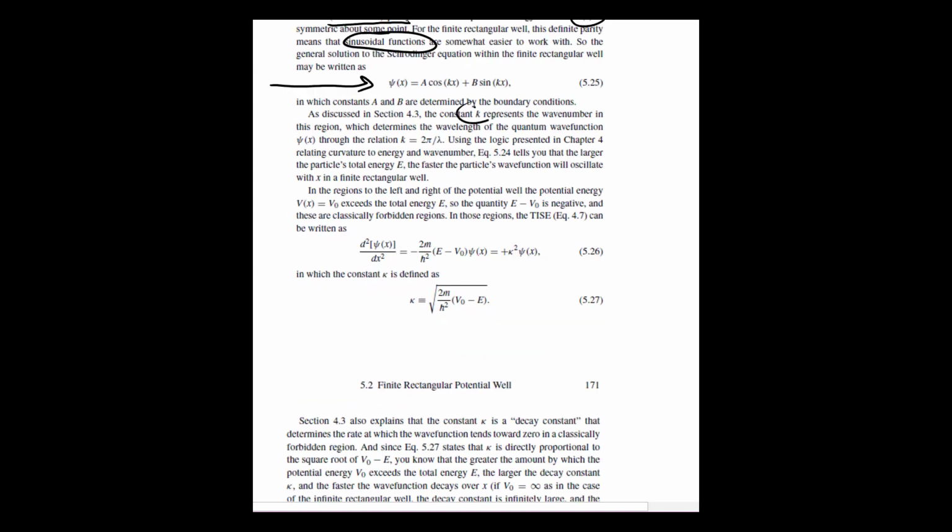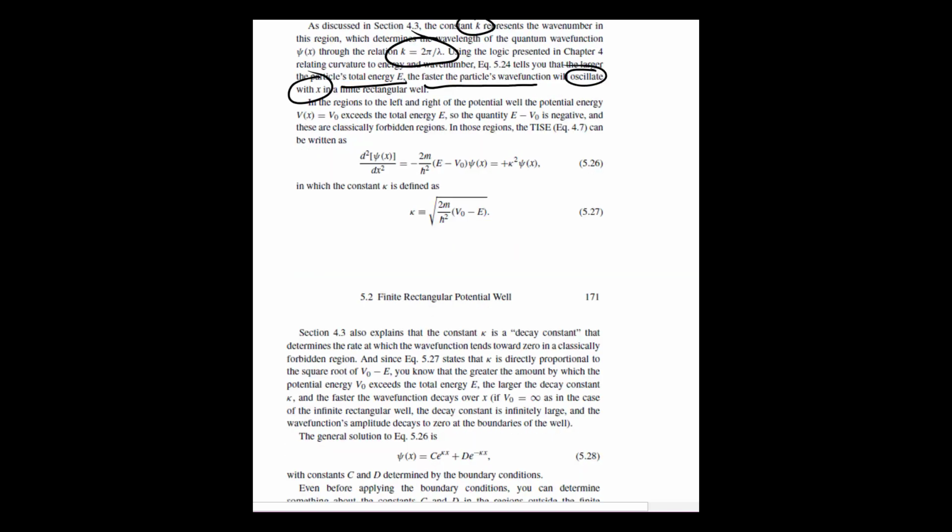As before, k represents the wave number, and that determines the wavelength through k equals 2π over λ, and therefore the larger the total energy E, the faster the particle's wave function will oscillate with distance in the finite rectangular well. Remember, when we say faster in this case, we mean faster over distance. Okay, but what about outside the well? To the left and right of the potential well.